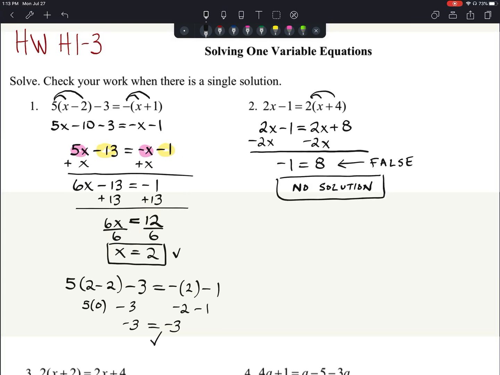So if I took any value for x and I plugged it back in there, it would make a false statement every time. There's nothing that I could do to make a true statement like we had down here.